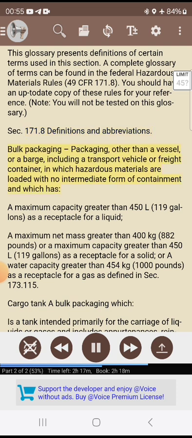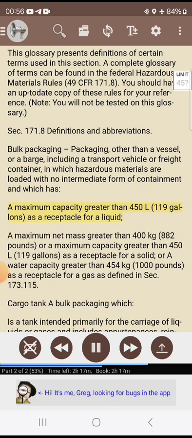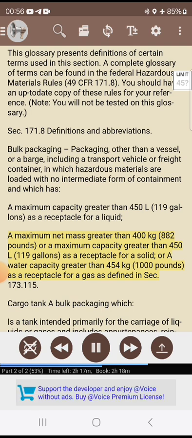Bulk packaging: packaging, other than a vessel or a barge, including a transport vehicle or freight container, in which hazardous materials are loaded with no intermediate form of containment and which has a maximum capacity greater than 450 L, 119 gallons, as a receptacle for a liquid; a maximum net mass greater than 400 kilograms, 882 pounds, or a maximum capacity greater than 450 L, 119 gallons, as a receptacle for a solid; or a water capacity greater than 454 kilograms, 1,000 pounds, as a receptacle for a gas as defined in Sec.